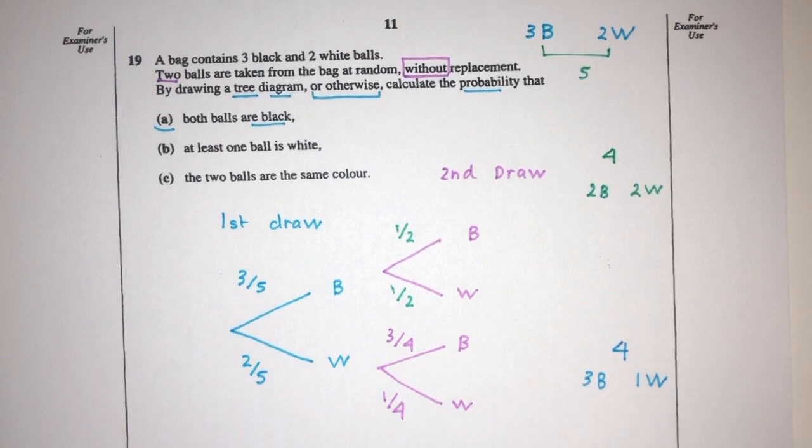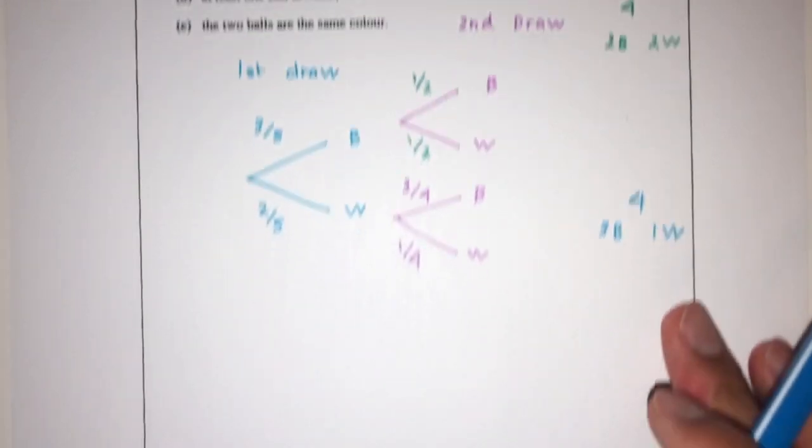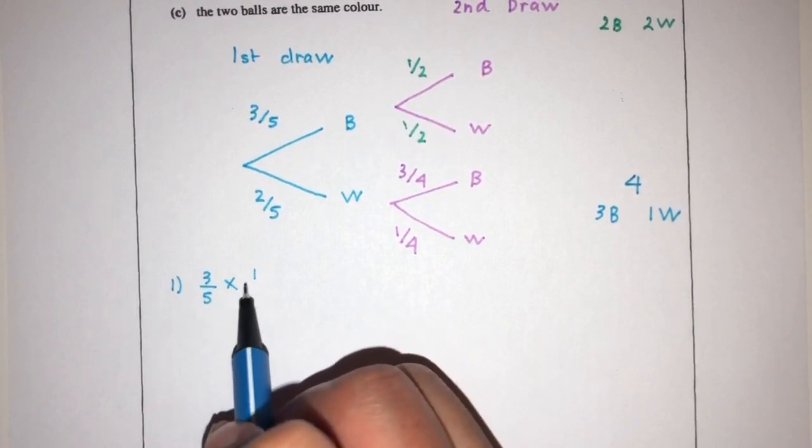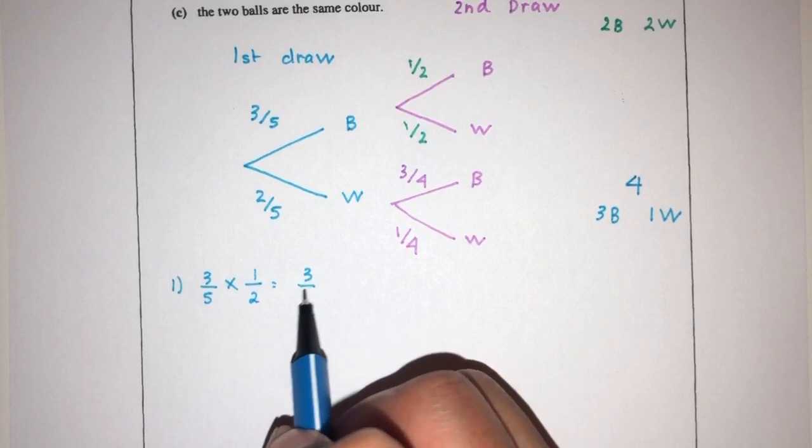Now part 1, both balls are black. They will be black and black, so 3/5 times this. So part 1, that will be 3/5 times half. That will be 3/10.